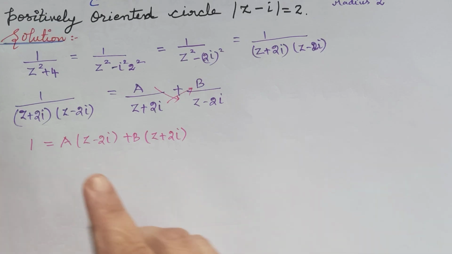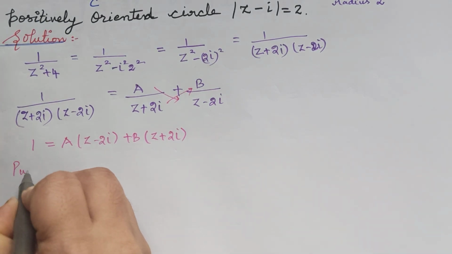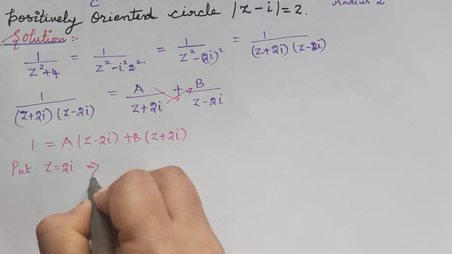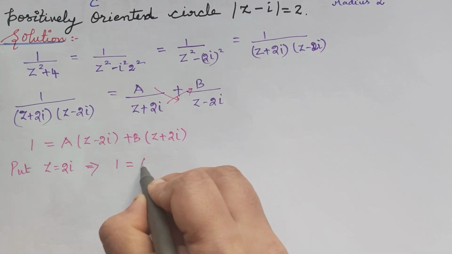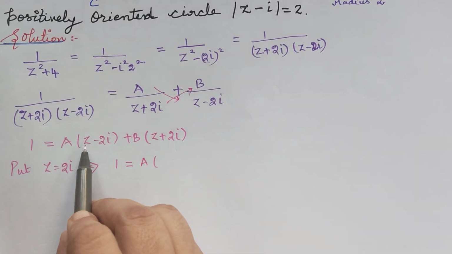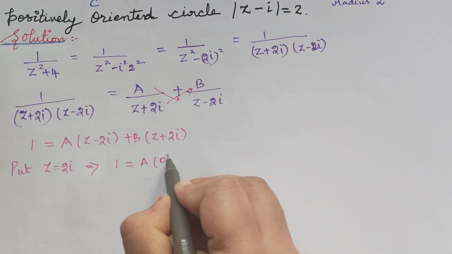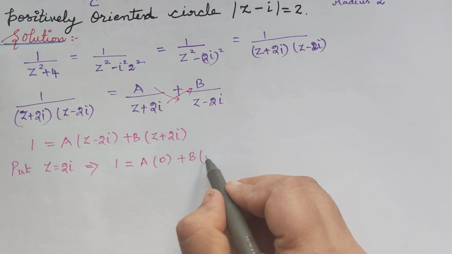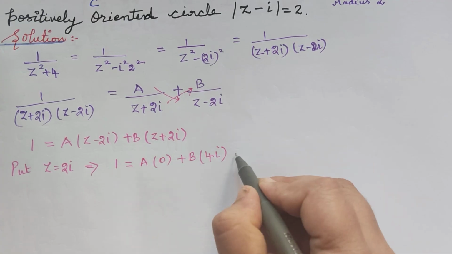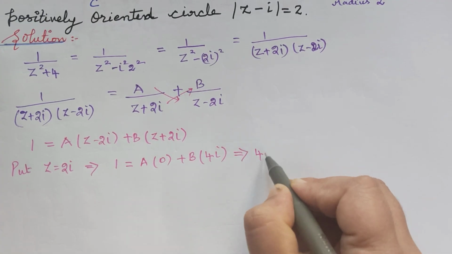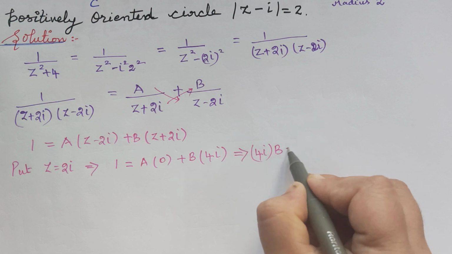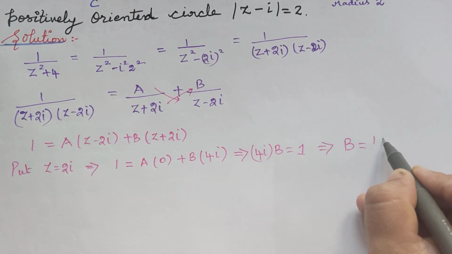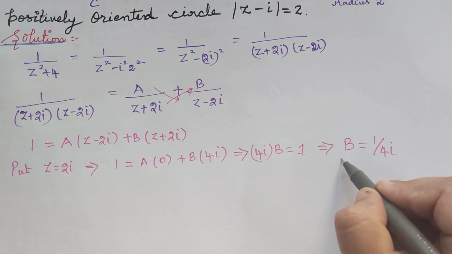For that, first we can put z equal to 2i. That will give us 1 is equal to a multiplied with, what is 2i minus 2i? It is 0. Plus b multiplied with 2i plus 2i, which will give us 4i. So from this we get 4i b is equal to 1. So we get b equal to 1 by 4i.